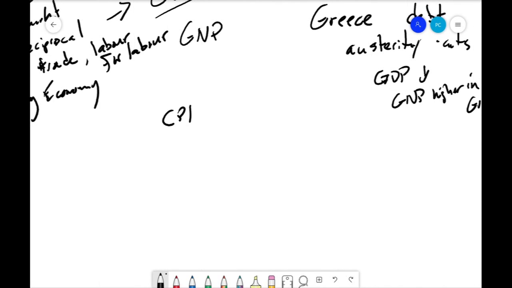Okay, so the next part is CPI. CPI is basically a measurement of a basket of goods and how expensive they are from one year to the next. So this measures inflation, and it's based on a bunch of things. You can look this up, but a lot of things that are deemed inflationary are not included on purpose because they're inflationary.